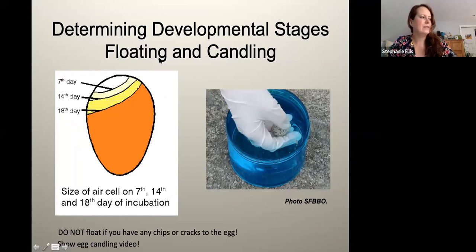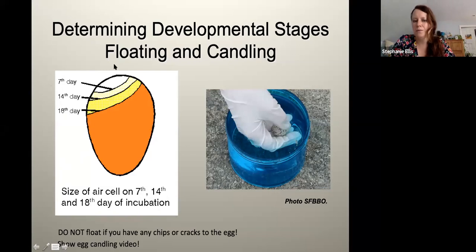So some ways that we can tell what's happening in an egg. We do get eggs at WildCare that people will bring to us from abandoned nests or eggs that they've found on the ground. And so we either float them or candle them. Candling being the process, which I'm going to show you in the video at the end, of shining a bright light through the egg so that you can look at the egg and see what stage of development it's in.